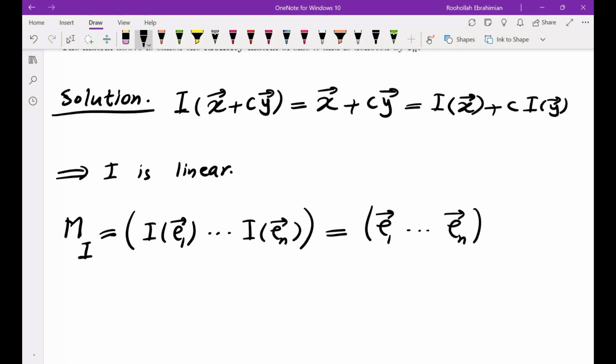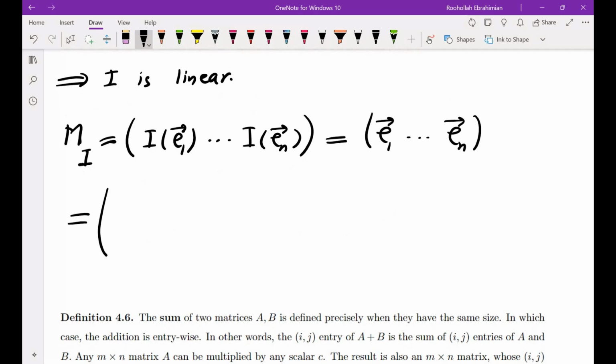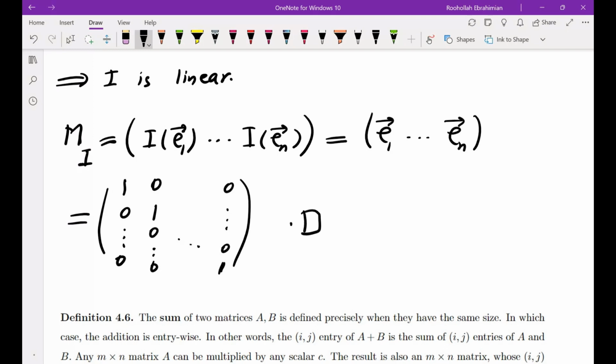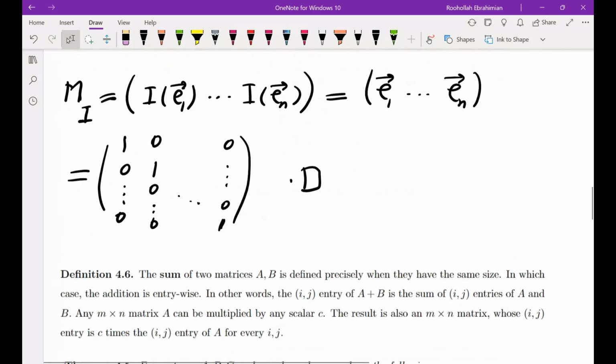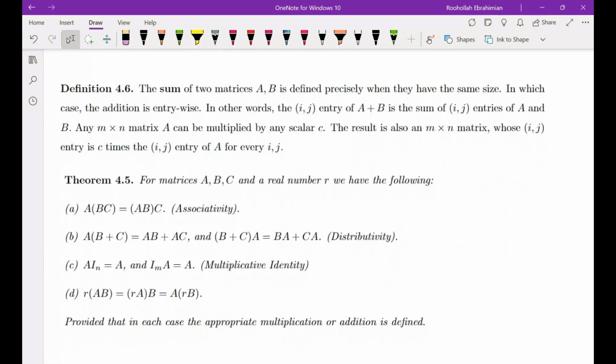That's just en. Which means the first column would be 1, 0, 0, 0. The second column would be 0, 1, 0, 0. And the last column is 0, 0, 0, 1. And that's exactly the matrix that we had right here. So this matrix is called the identity matrix of size n, and it's usually denoted by I sub n, or sometimes just I, if it is clear from the context what the size is. These identity matrices are always square matrices.